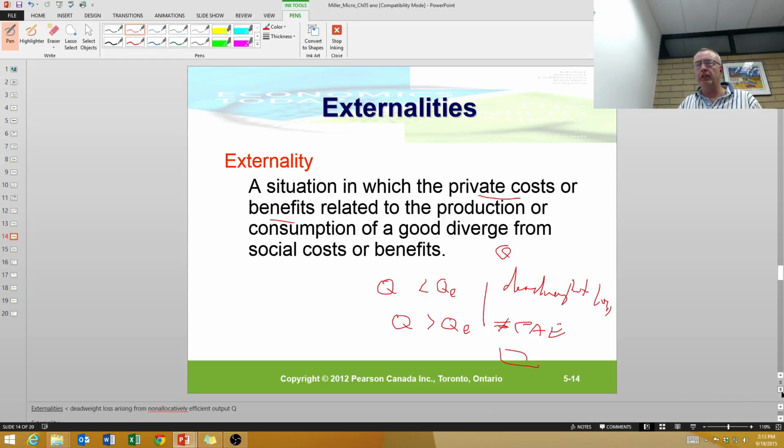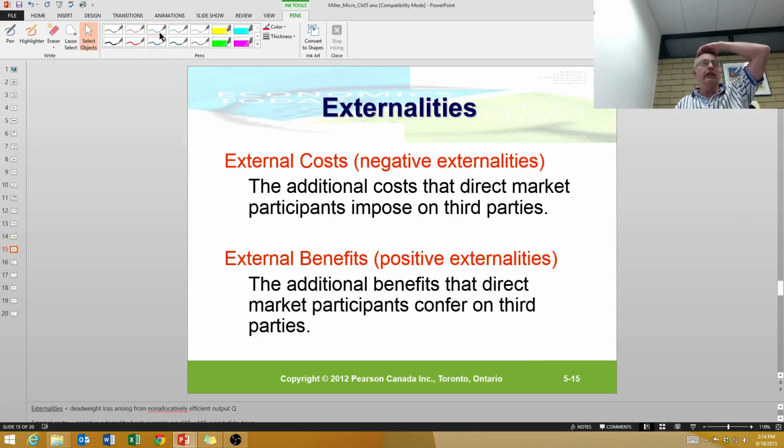And so we have two flavors of externality. We have a negative externality, and we have what's known as a positive externality.